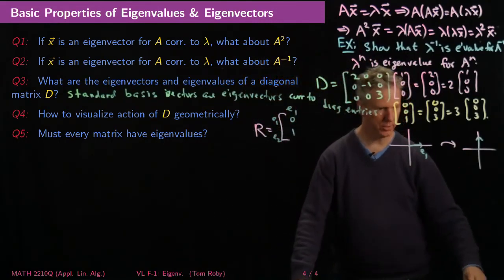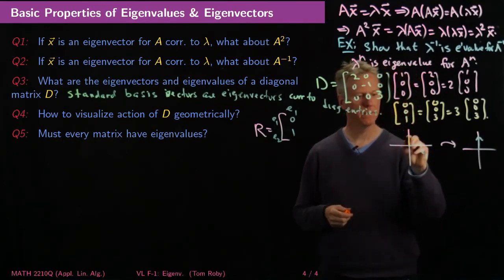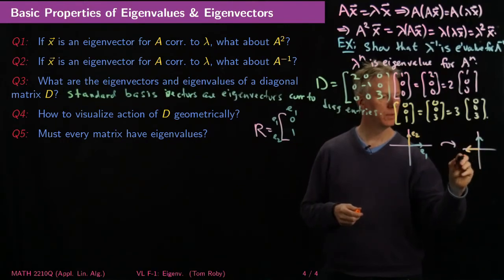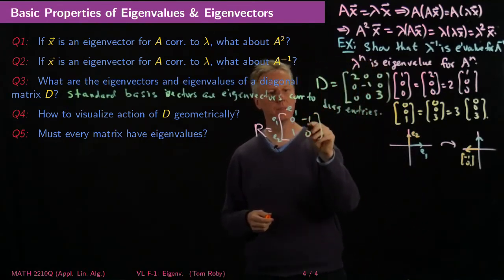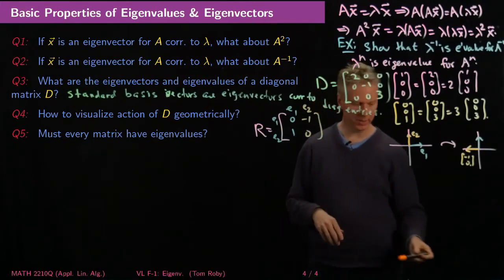And E2 maps to this, to -1, 0, right? So this is -1, 0. So that's the rotation matrix R.